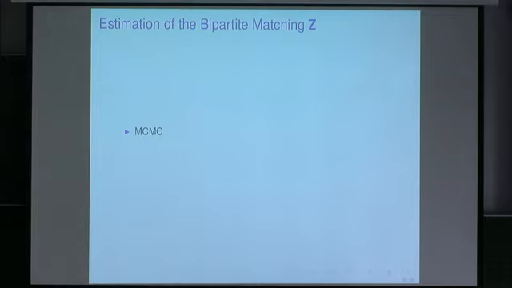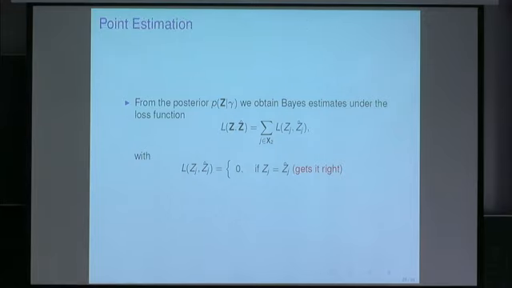We don't have enough time. But what I actually want to tell you more about is, based on a posterior distribution on the space of bipartite matchings, we need to derive a point estimator. Because at the end, if you simply want to match, you want to take a point decision: record A links to record B. You need to derive a point estimator from the posterior distribution on the possible bipartite matchings.